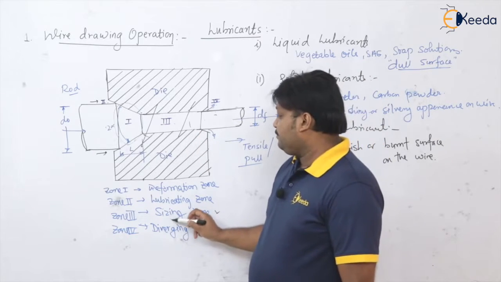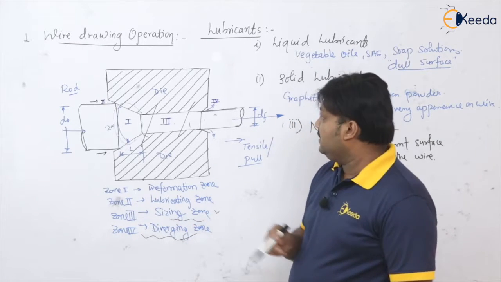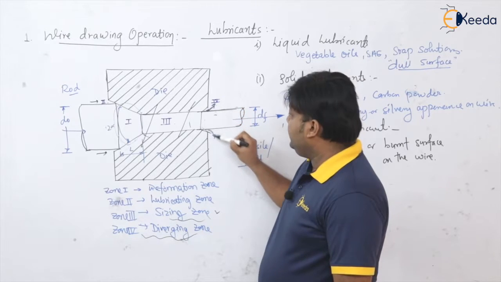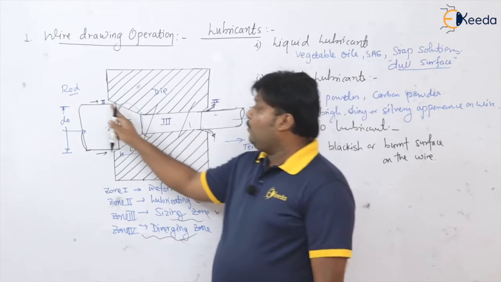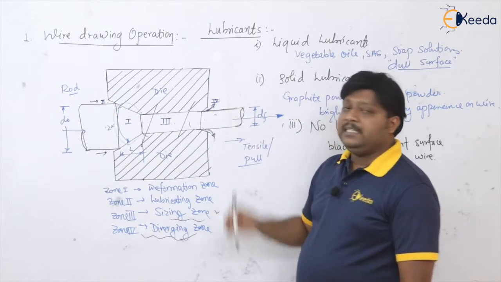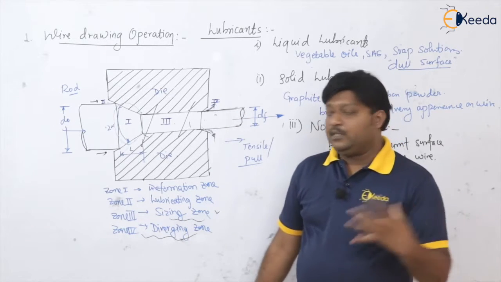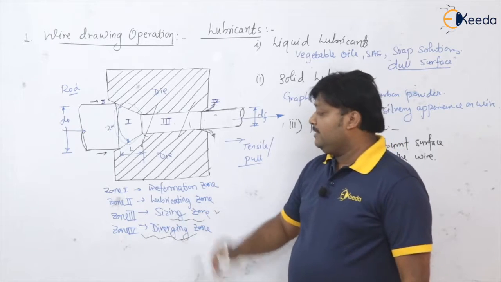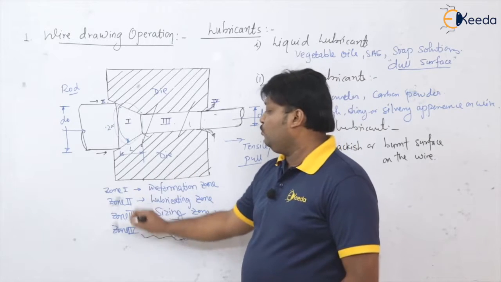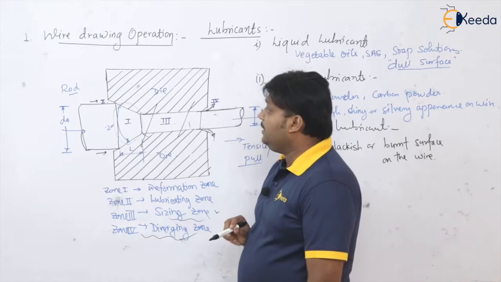Okay, so the sizing zone is over, and of course zone number 4 is a diverging zone. That's for easy removal of the wire and easy removal of the lubricants that you have provided from zone number 2, so that there will not be any splashing of the lubricants, and they should not come out with very high pressure. To avoid that, we are using this diverging zone. So these are the 4 zones in the die used for the wire drawing operation.